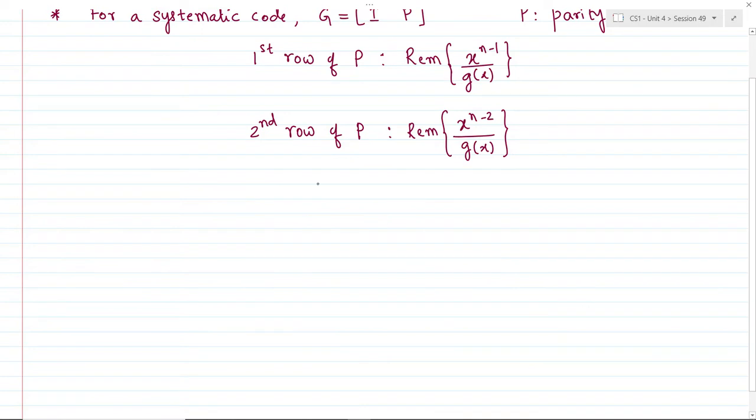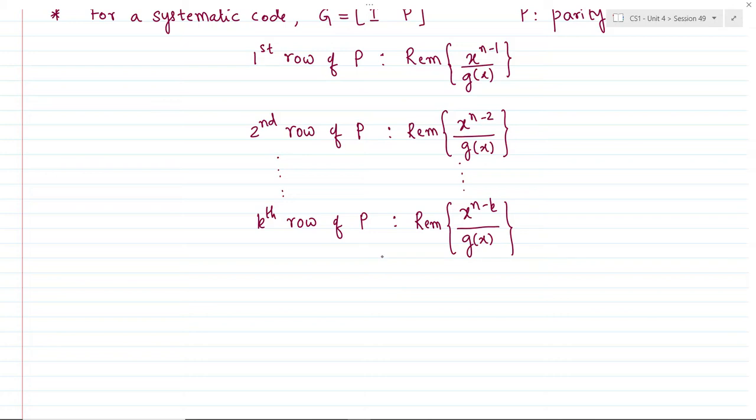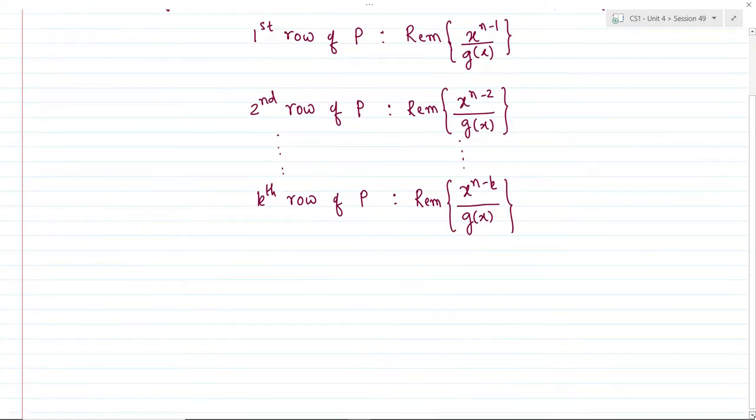So we need to know the first k rows of the generator matrix G, and hence the k rows of the parity matrix. By a similar method, we can find the kth row of P, which is the remainder of x power n minus k over g of x. We'll take a specific case, an example that we have already taken earlier for the Hamming cyclic code.